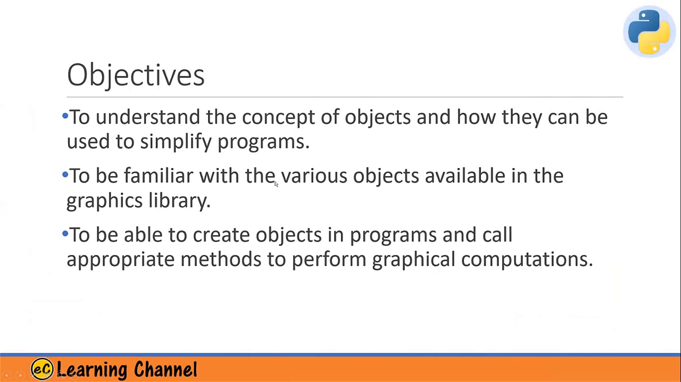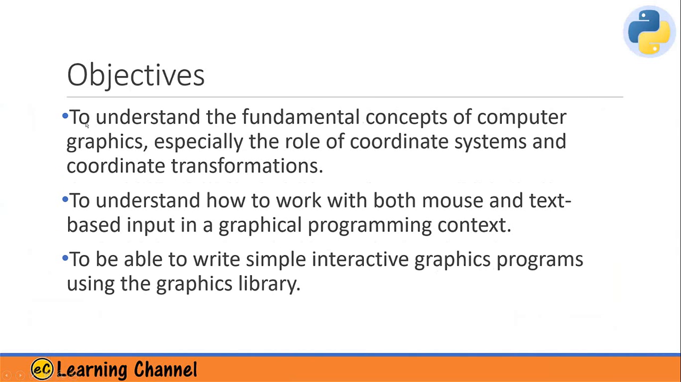To be familiar with the various objects available in the graphics library, to be able to create objects in programs and call appropriate methods to perform graphical computations. And then to understand the fundamental concepts of computer graphics, especially the role of coordinate systems and coordinate transformations. We have to understand how to work with mouse and text-based input in the graphic programming context, to be able to write simple interactive graphic programs using the graphics library. These are different descriptions of what we are going to cover.